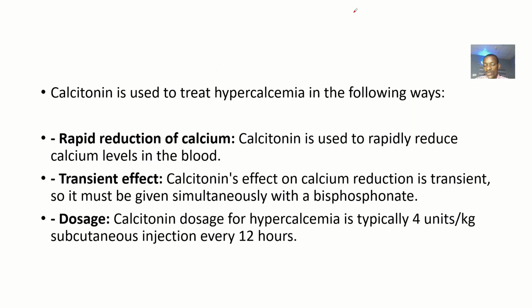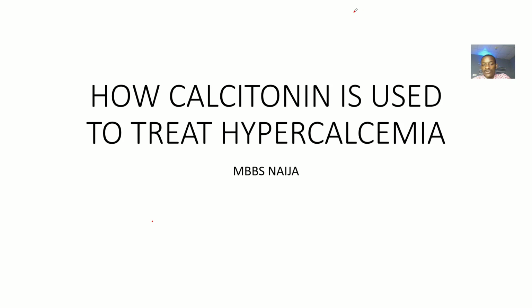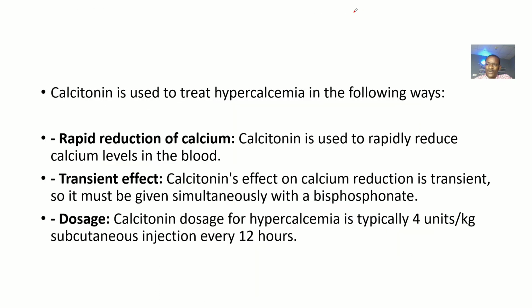We have the full notes here, but let's go into the notes first before we go into the picture. Calcitonin is used to treat hypercalcemia in the following ways. It leads to rapid reduction of calcium, so calcitonin is used to rapidly reduce calcium levels of the body.